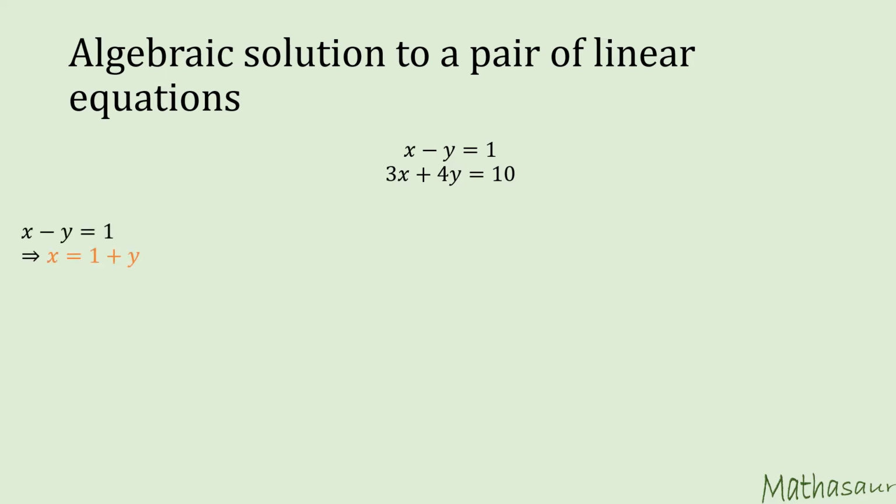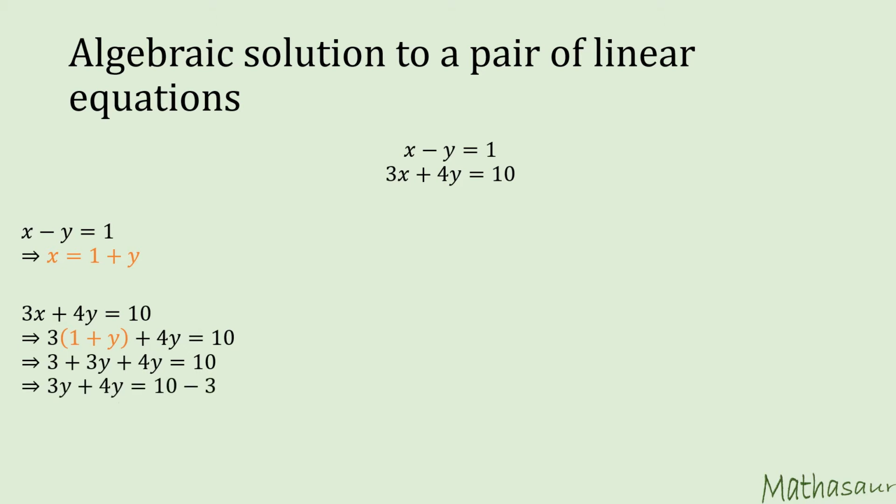So we could rearrange the first equation to write x equals 1 plus y. Now let us write the second equation and substitute this value of x in the second equation and solve for y. We would get y equals 1. Now that we have the value of y, we can easily find the value of x by substituting this value of y in the first equation. And we get x equals 2.